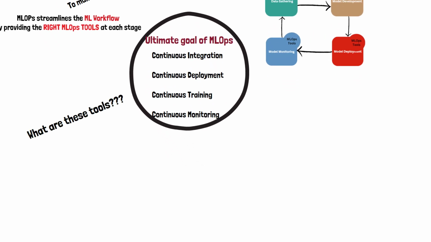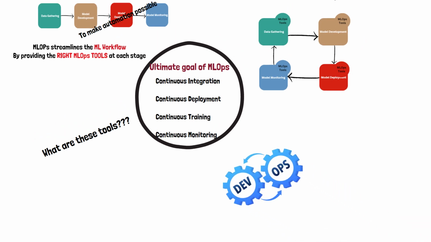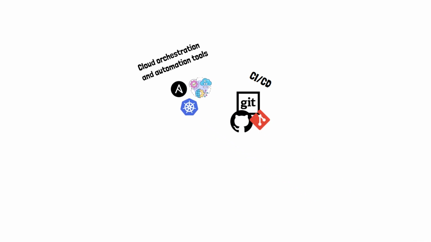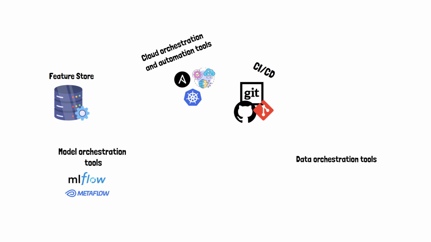Well, some of these tools you are probably already familiar with as they originate from DevOps. Examples are Git, which is used for CI/CD, and also cloud orchestration and automation tools such as Ansible, infrastructure as code, Kubernetes, etc. But there are ML-specific MLOps tools such as Feature Store, ML orchestration tools like MLflow and MetaFlow, data orchestration tools such as Airflow and Glue, and model monitoring tools like Aporia and Evidently AI.